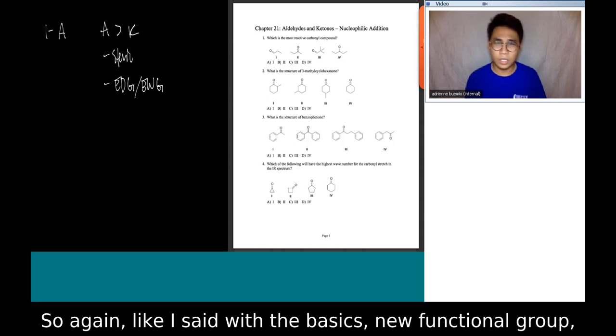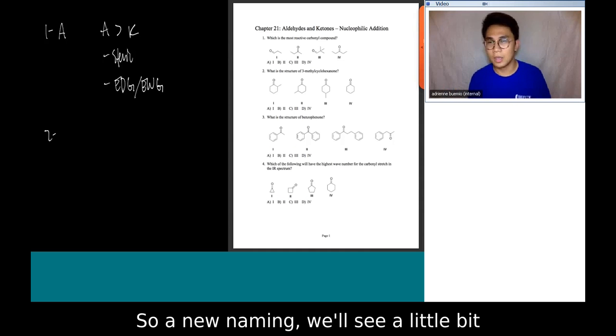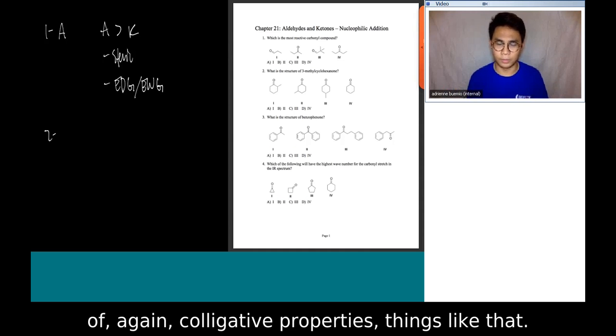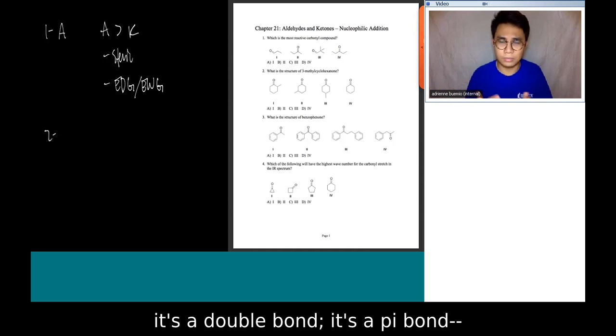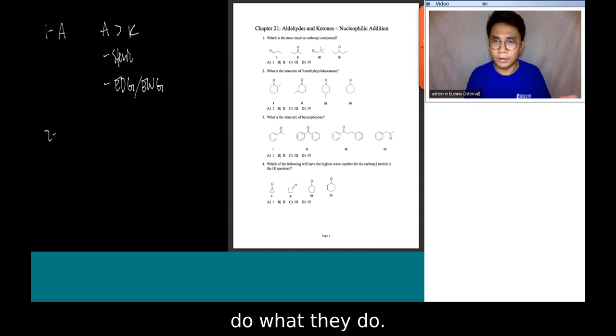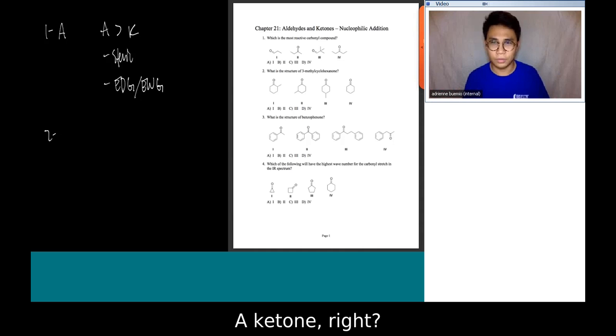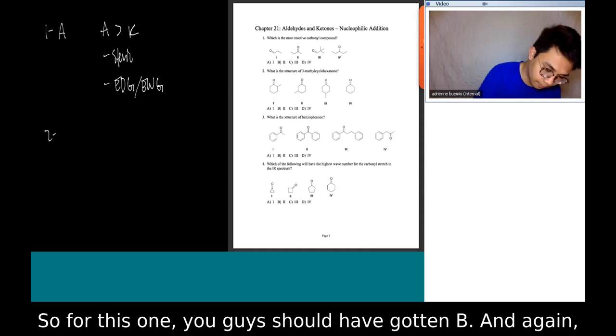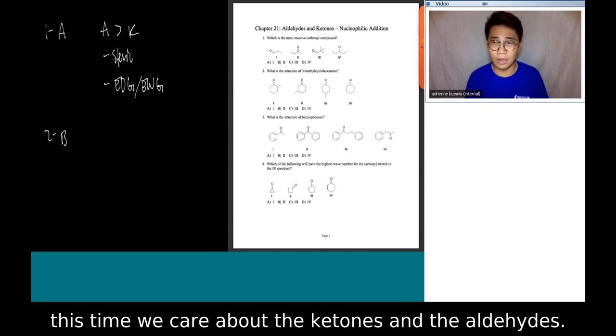Okay, so 2, again, like I said with the basics, right? New functional group, new basics for that functional group. So new naming. We'll see a little bit of colligative properties, things like that. But we all know this. We all know that carbonyl, aldehydes, ketones, the double bond, the pi bond, do what they do, right? So what is the structure of 3-methyl cyclohexanone? Hexanone, ketone, right? For this one, you guys should have gone B. And again, it's kind of the same as the common names for the carboxylic acids. This time we care about the ketones and the aldehydes, right?